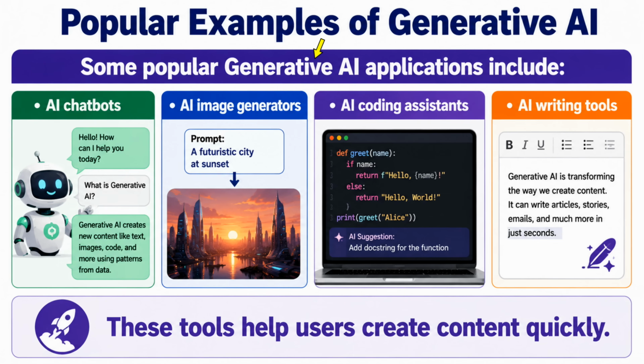Many generative AI applications are available today. For example, AI chatbots, AI image generators, AI coding assistants, and AI writing tools. These tools help users to create content quickly.